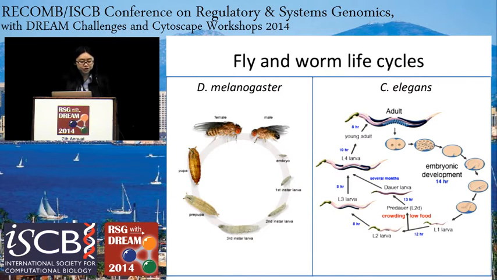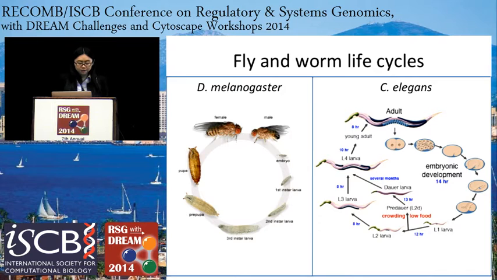So first of all, let me introduce the question. Our question is very simple, but also sounds very crazy, because we're trying to study the life cycles of 2 species, model organisms, fly and worm. And here are their life cycles. So we know they are very different.